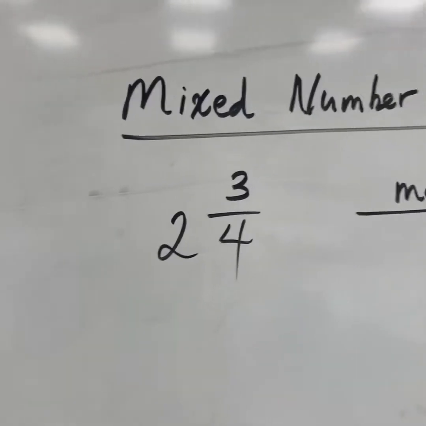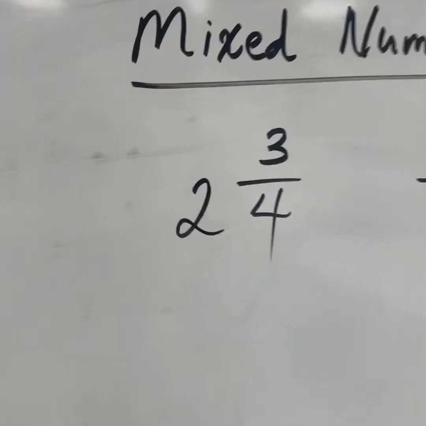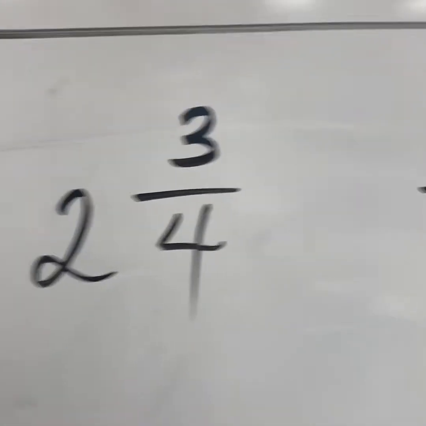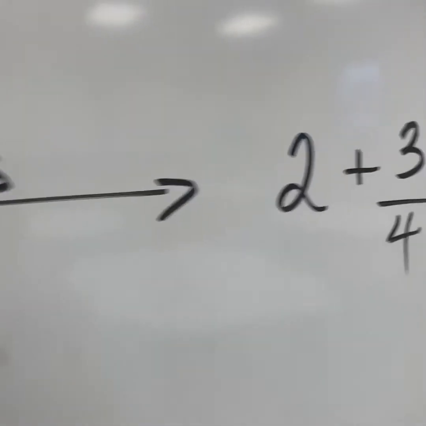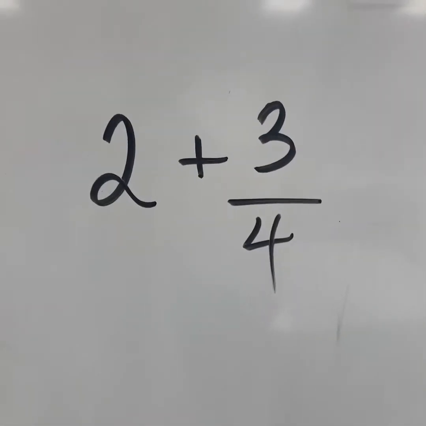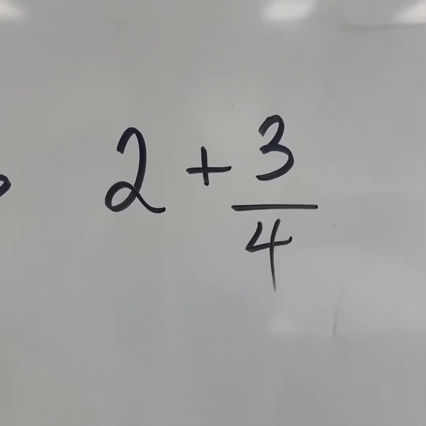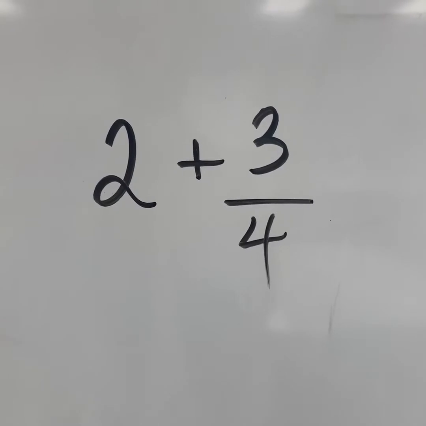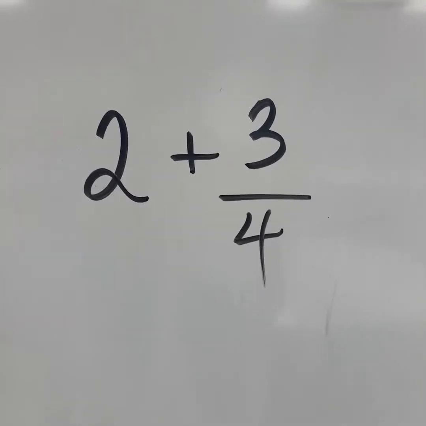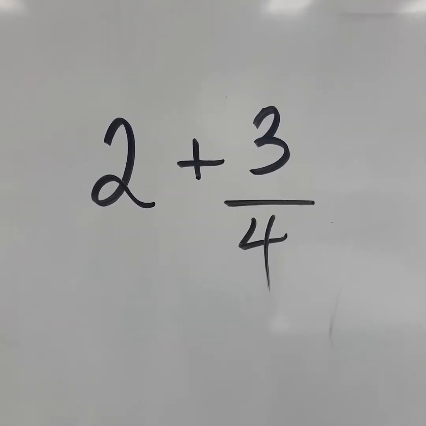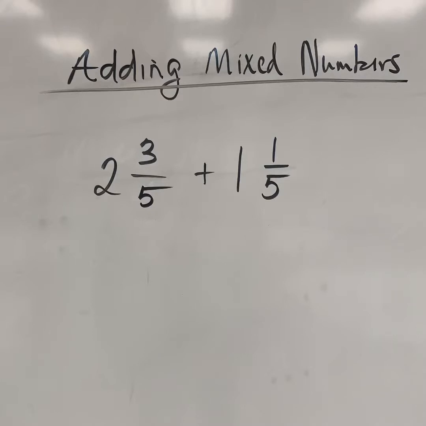All right, so let's take a look at this mixed number again. I have a 2 3/4. This really means 2 plus 3/4. So when we're dealing with mixed numbers, they're actually adding the whole number to the fraction part, but we just don't write the plus anymore. So let's add 2 3/5 plus 1 1/5.